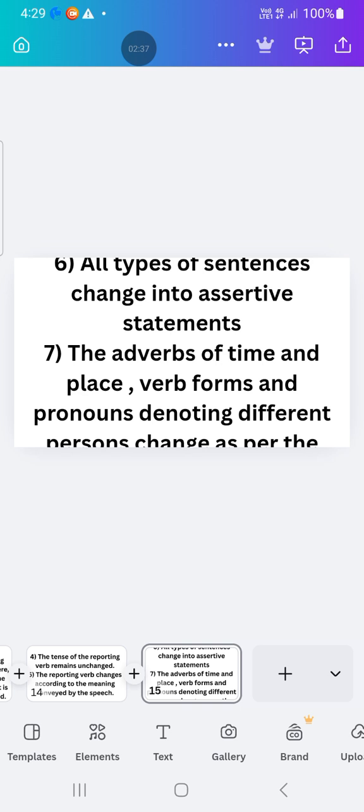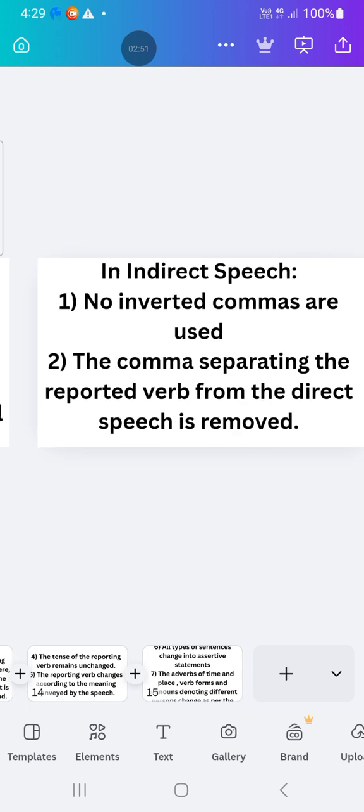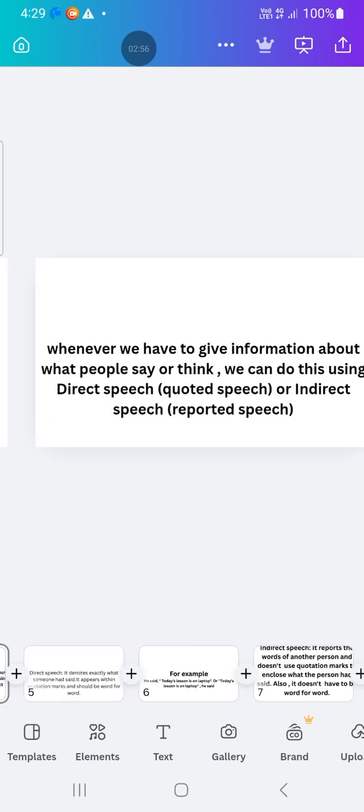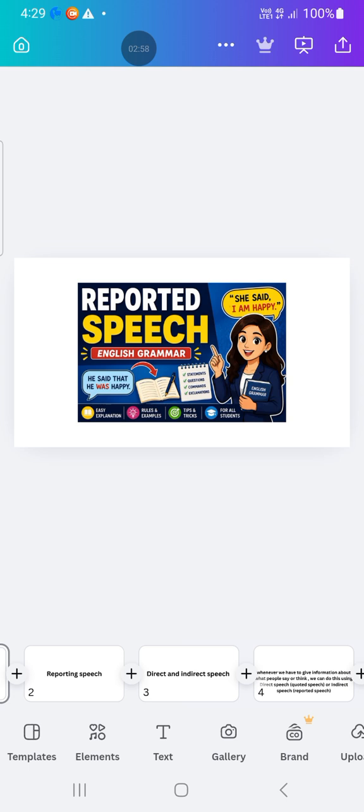So let's see how tense changes. As a rule, when you report something someone has said, the following tense changes occur. Direct speech and indirect speech. In simple present tense, direct speech, he said, "It's hot." In indirect speech, past simple, he said it was hot.